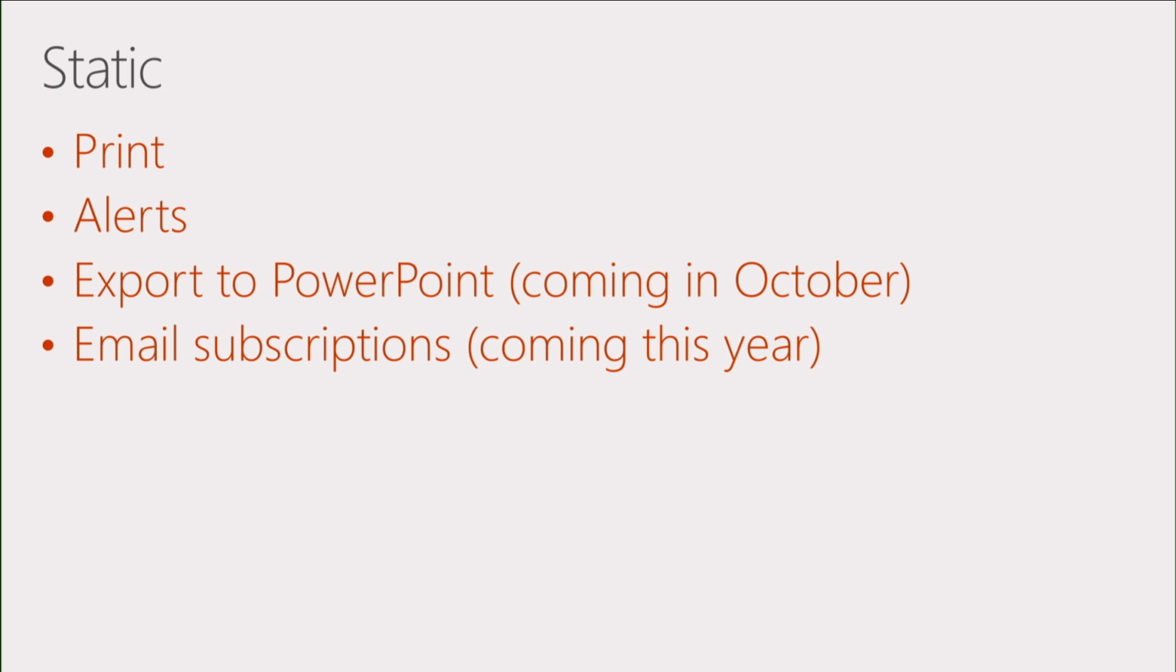We're also working on two more ways to get static content, which are really interesting. One is export to PowerPoint, which we've heard from many of our users. This is coming a little bit later in October, but it will let you take a report and export and create a PowerPoint of that. So watch for that on the blog. And then the final thing is we're working on email subscriptions. So you can set up a dedicated subscription to receive a daily or weekly email with a snapshot of your dashboard. And again, that's coming later this year, so watch for the blog if you're interested in that functionality too.